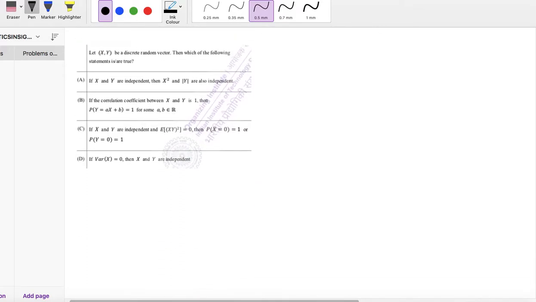This one. Okay, we are given that X, Y are discrete random variables, then we have to look at which options among these are correct. This is a multiple select question. So let's see. We are given that x and y are independent.